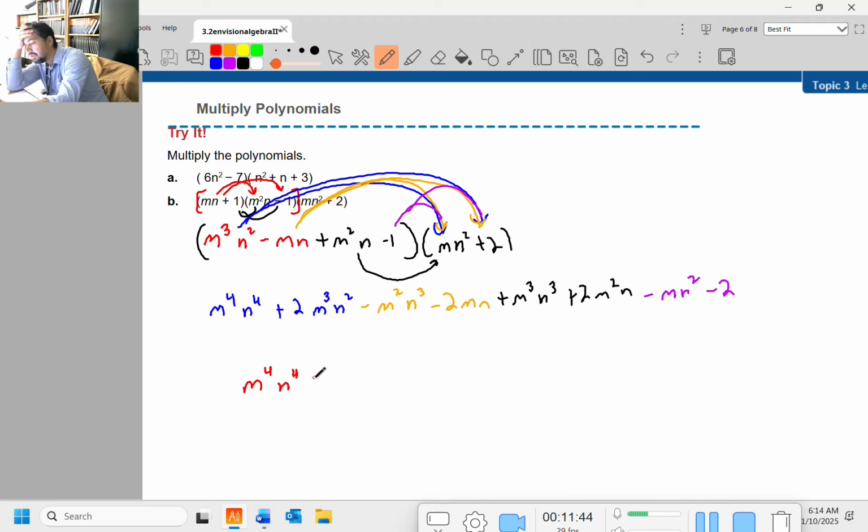We have this plus m cubed n cubed. Get rid of that so I ain't got to look at it. Then I see an m cubed n squared plus 2m cubed n squared minus this one, which is m squared n cubed.